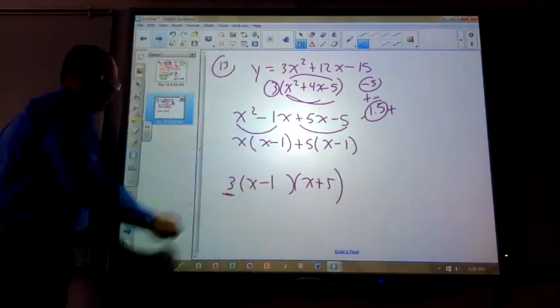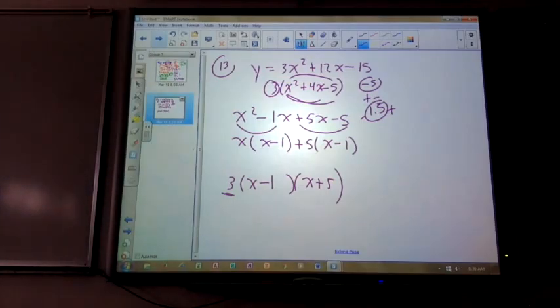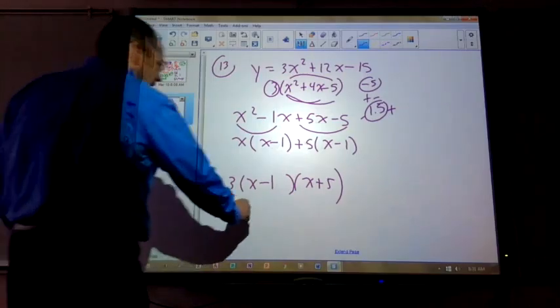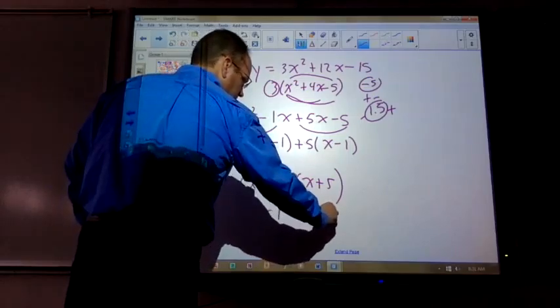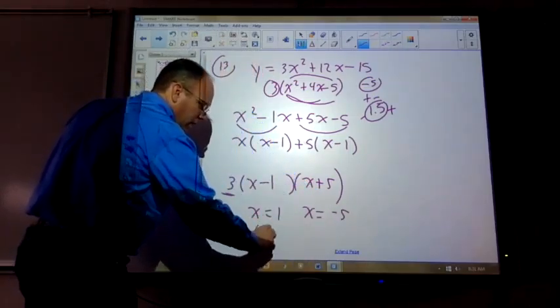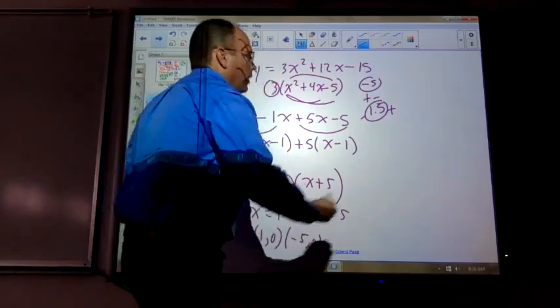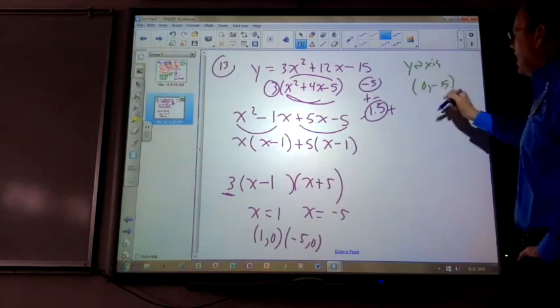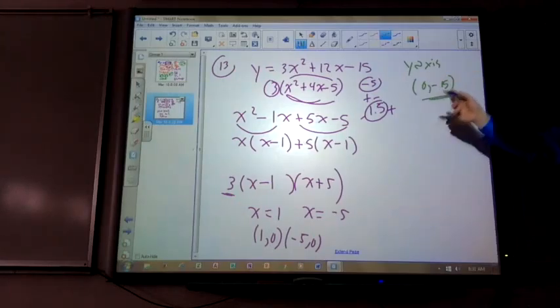Hey, what is this 3 doing? It is a GCF, but what does it do when I graph it? 1, 3, 5. The 1, 3, 5 thing, it's tripled then, right? Cool. So where does this cross the x-axis? Positive 1 and negative 5. Okay? Which is 1 comma 0 and negative 5 comma 0. Now, we can say, it crosses the y-axis at what? 0, negative 15. Okay? So this is not the most important thing in the world, but it's fine. It's extra information. Okay?